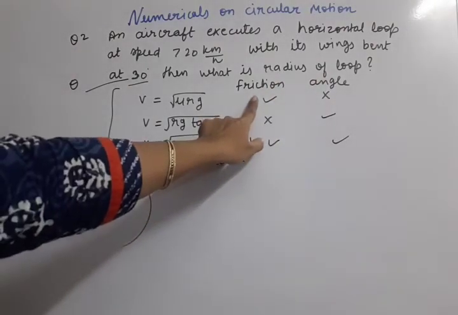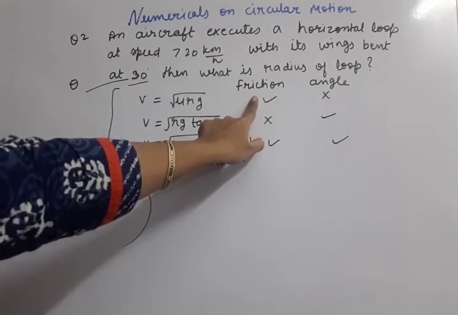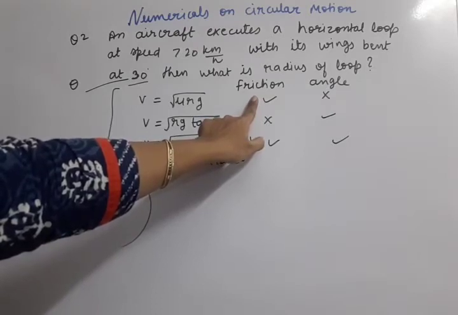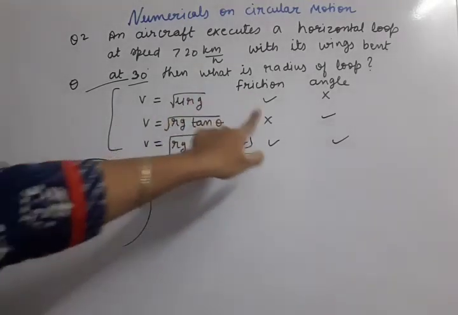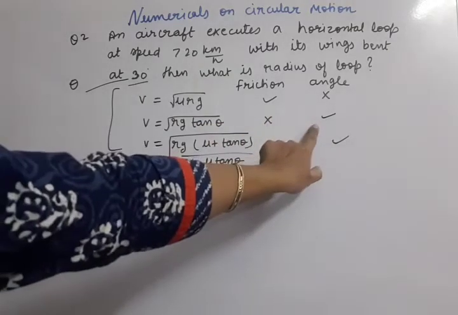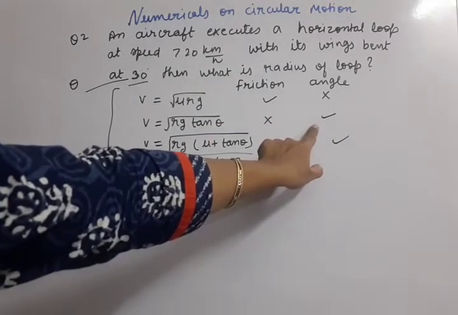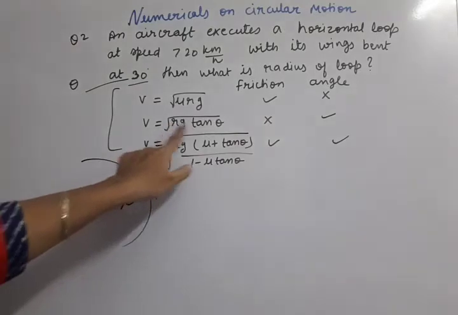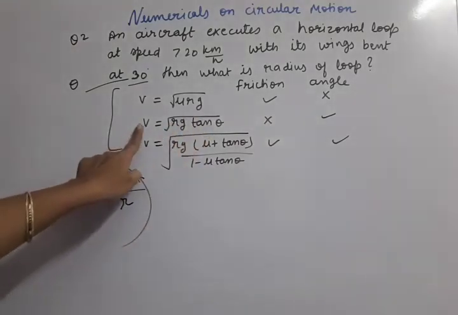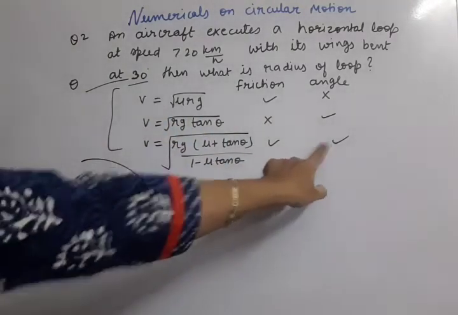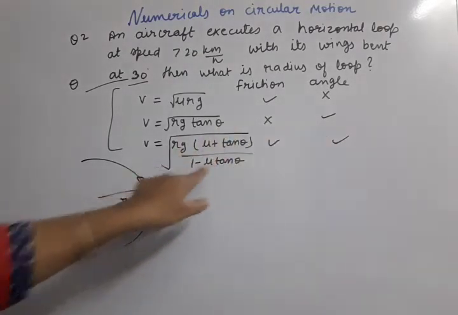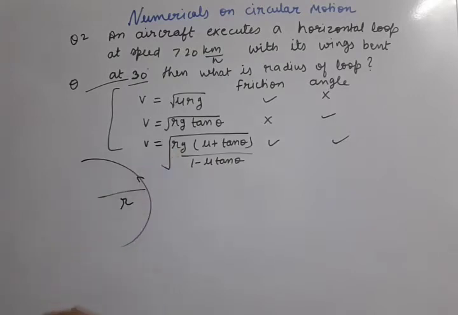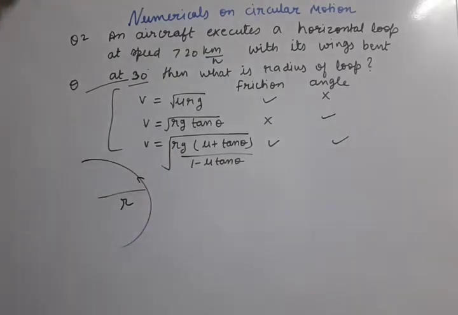If friction is present, like a car taking a turn on a rough road, then the velocity formula is v = root of mu r g. If friction is not given but an angle is given in the road or the situation, then v = root of r g tan theta is the formula. And if both are present, friction and angle both present on the road, then we have to apply the combined formula.